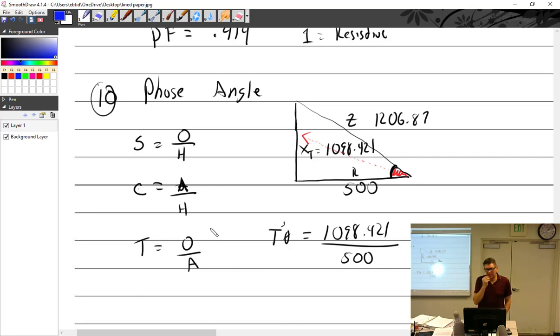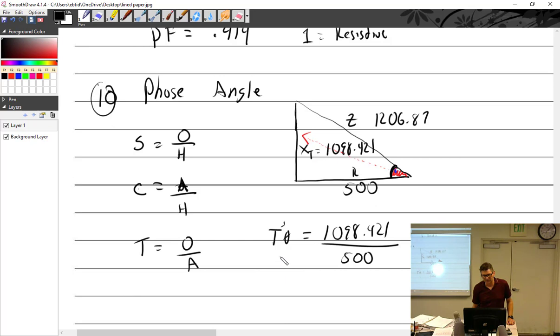So we look at a triangle that represents the numbers that we have. We just use the values. This triangle does not translate into the waveform in any way, shape, or form. They're just numbers. But it just so happens that it works out to be a right triangle, and it represents this angle right there. So that's how we get that.